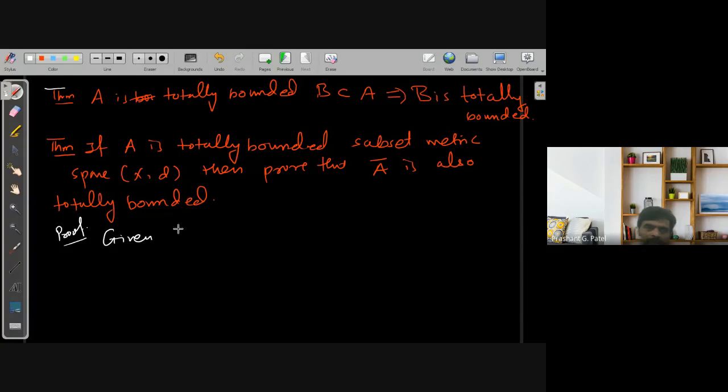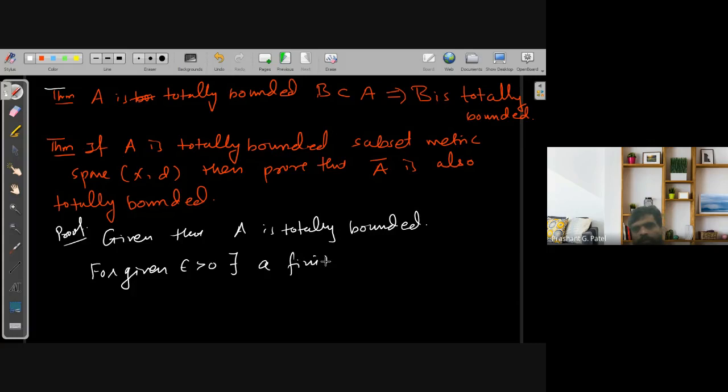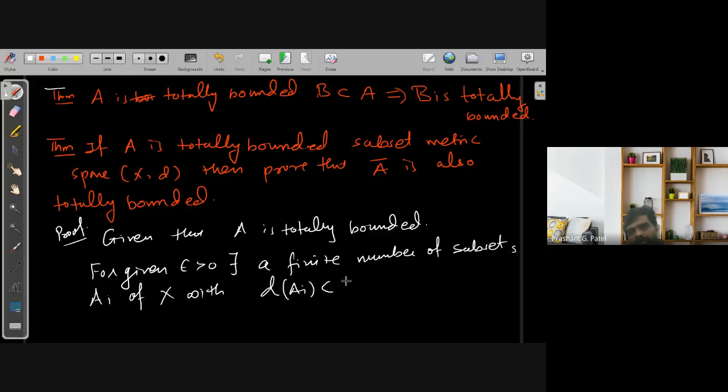Given that A is totally bounded, as per the definition of a totally bounded set, for a given epsilon greater than 0, there exists a finite number of subsets A_i of X, each of them having diameter less than epsilon, for every i running from 1 to n, such that A is covered by these A_i's.